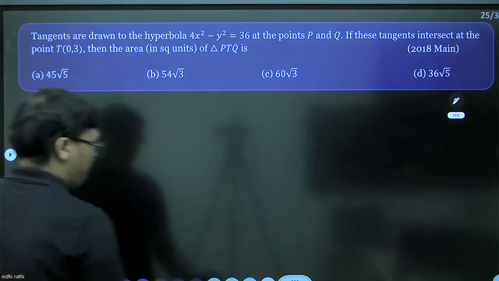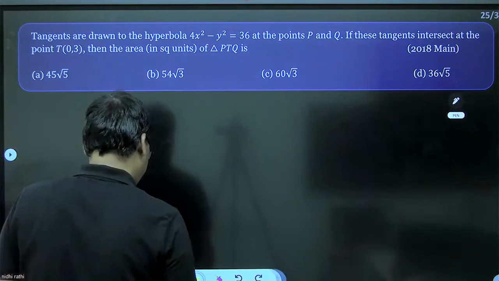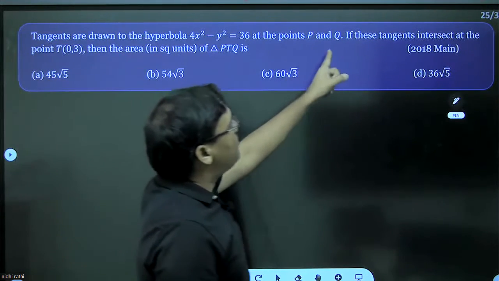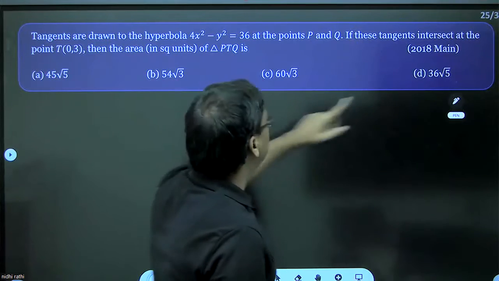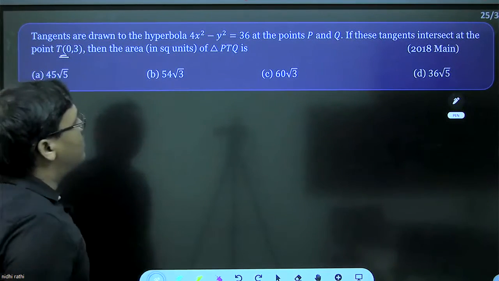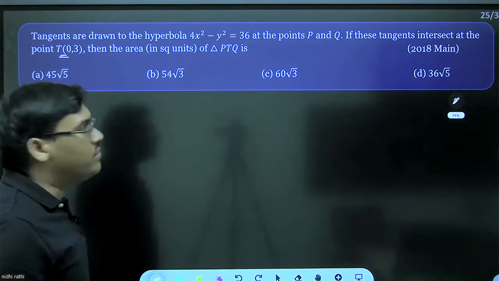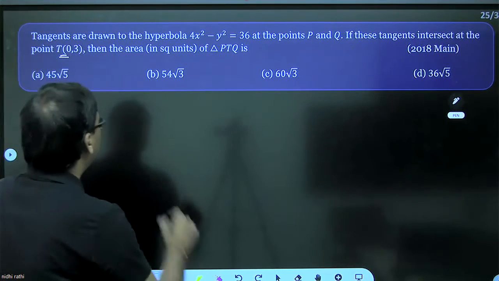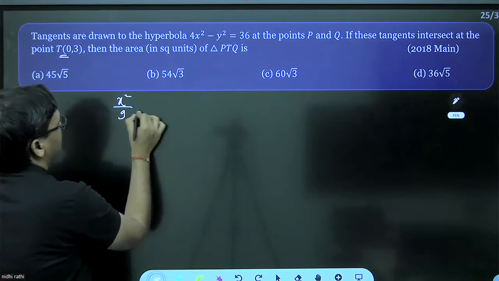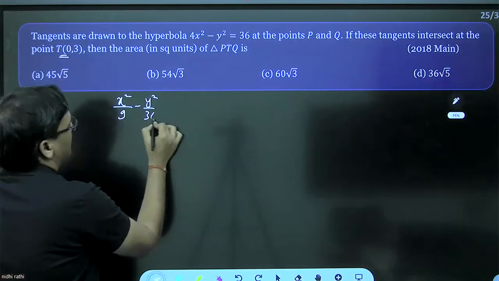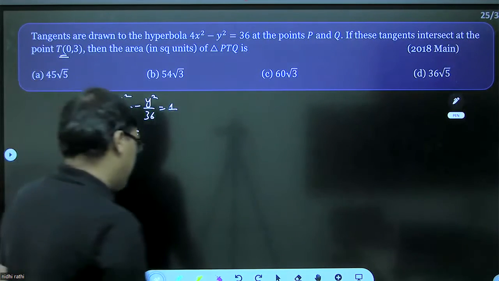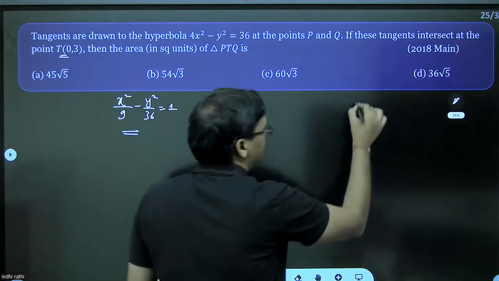Next question. The tangents are drawn to this hyperbola at the points P and Q. If these tangents intersect at the point T(0, 3), then what is the area of the triangle TPQ? So the question is, you have this hyperbola x²/9 − y²/36 = 1. Correct? This is the hyperbola. Now tangents at P and Q.